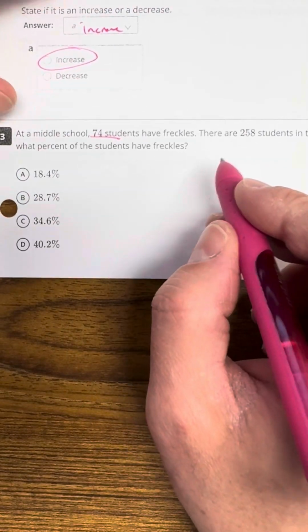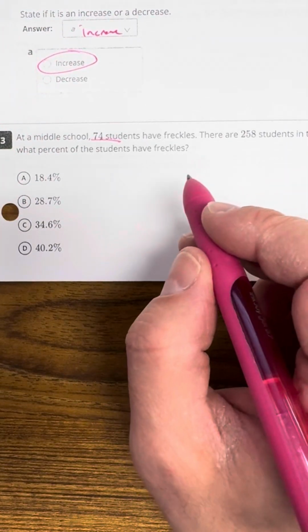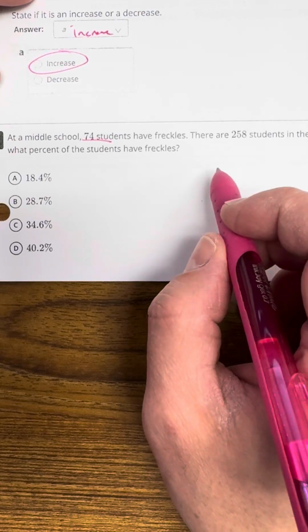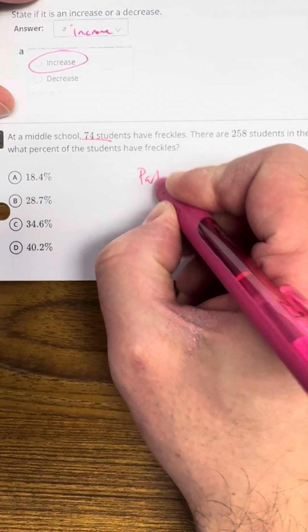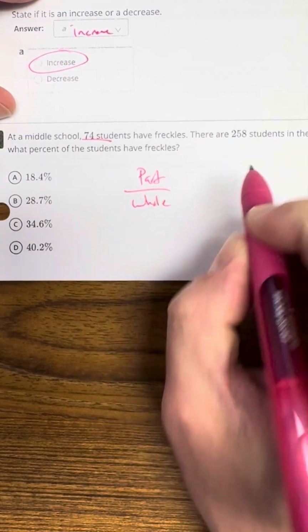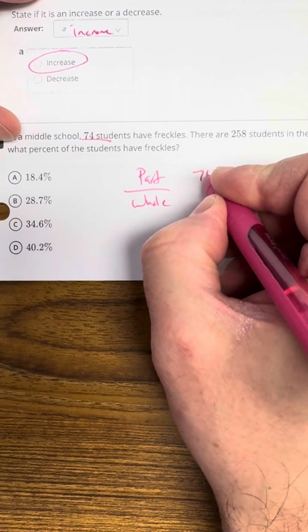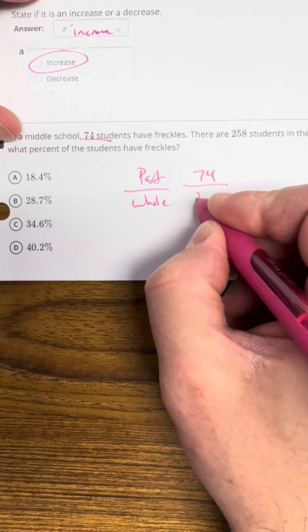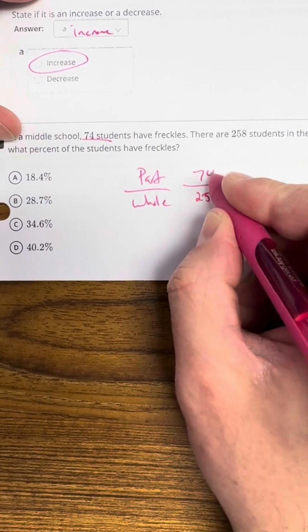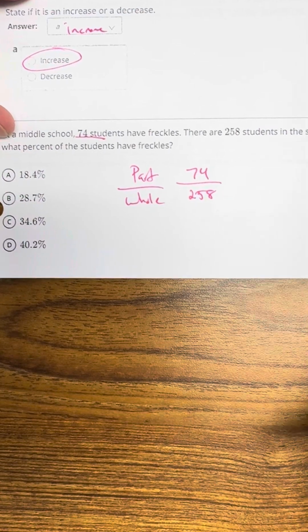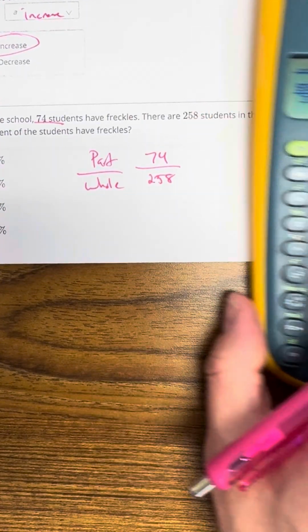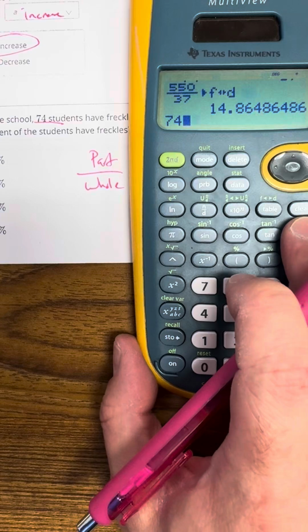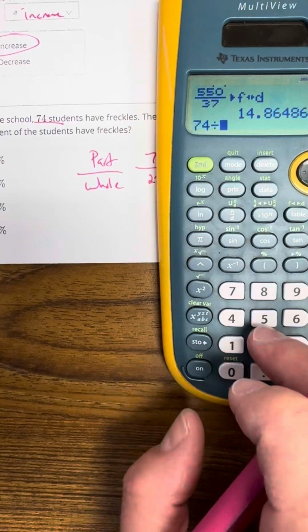Okay, so there's not really a formula that we've talked about that applies to this problem. This is part over whole, and that's all, right? So 74 students have freckles. That's a part. There are a total of 258 students in the school. So we're just going to divide these two numbers and see what we get. So this is really division by 74 divided by 258.